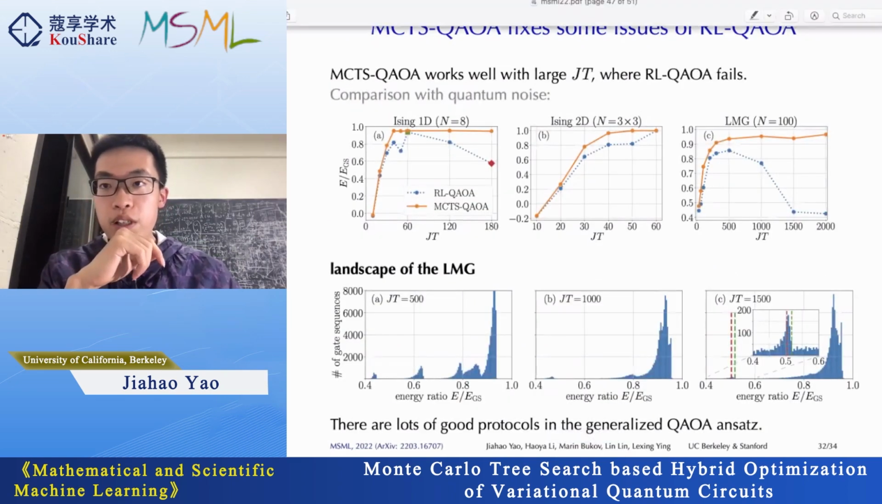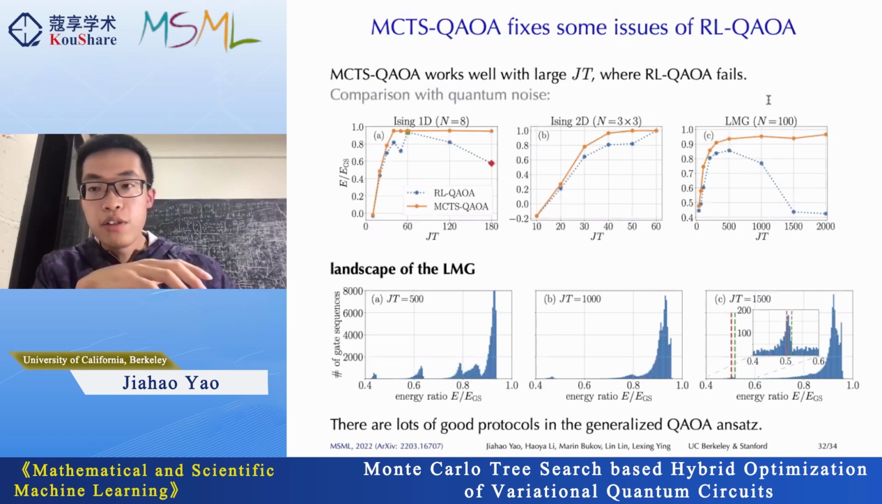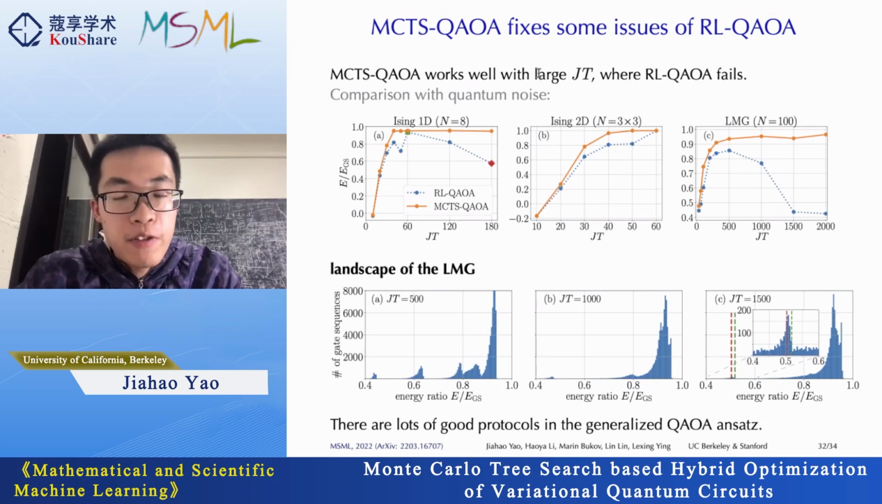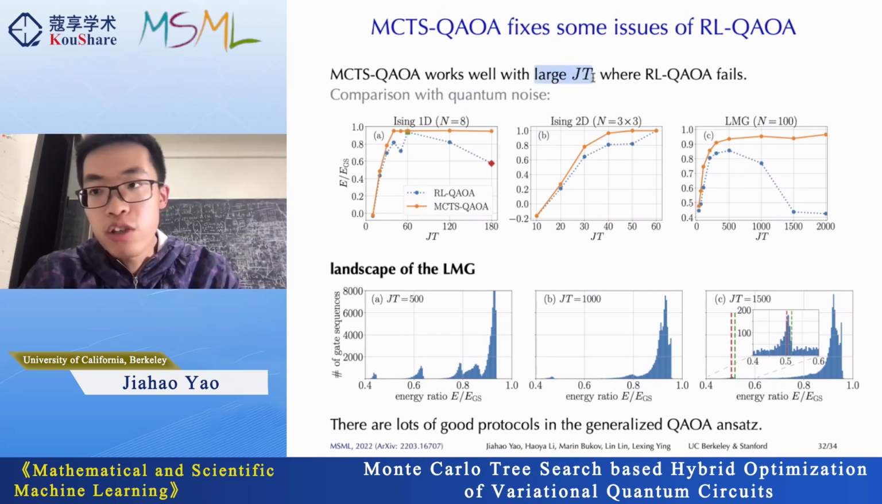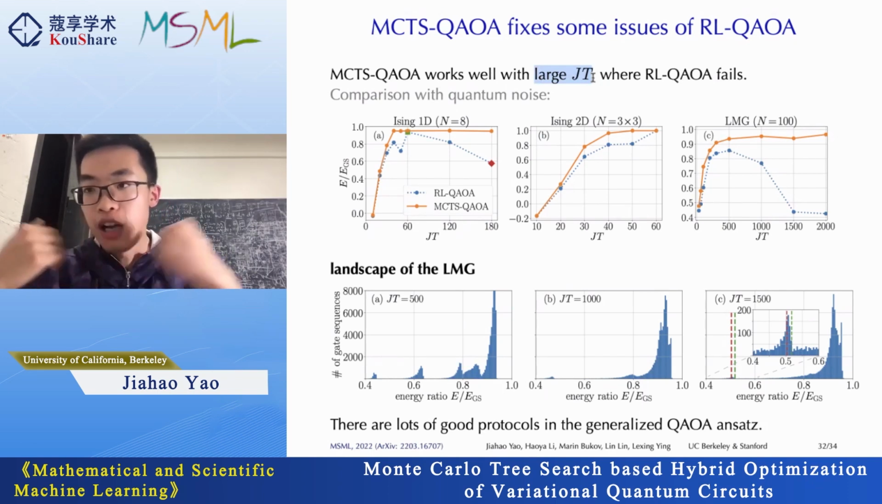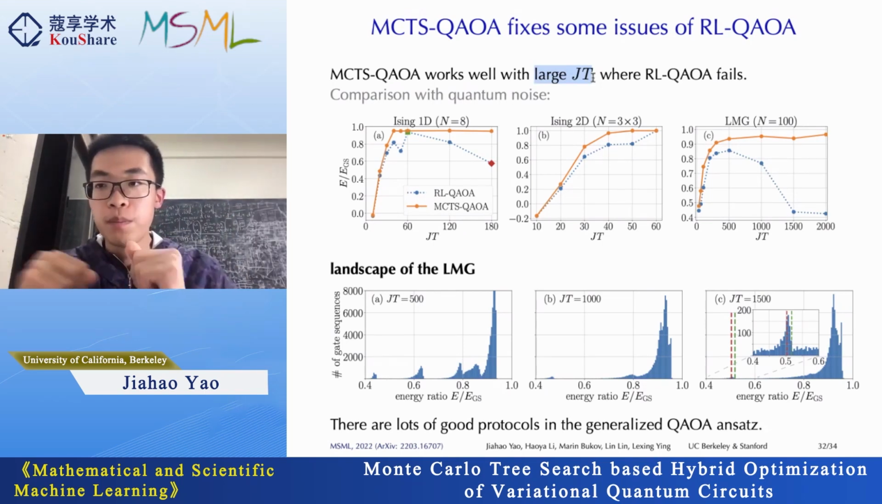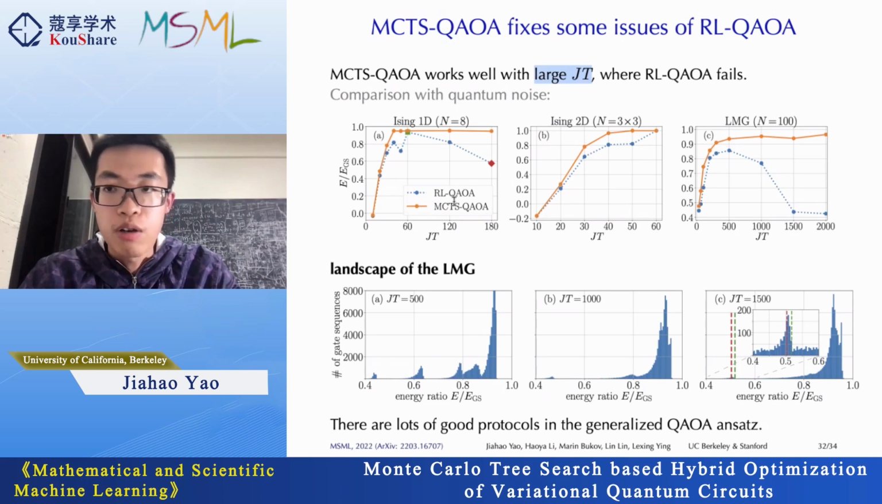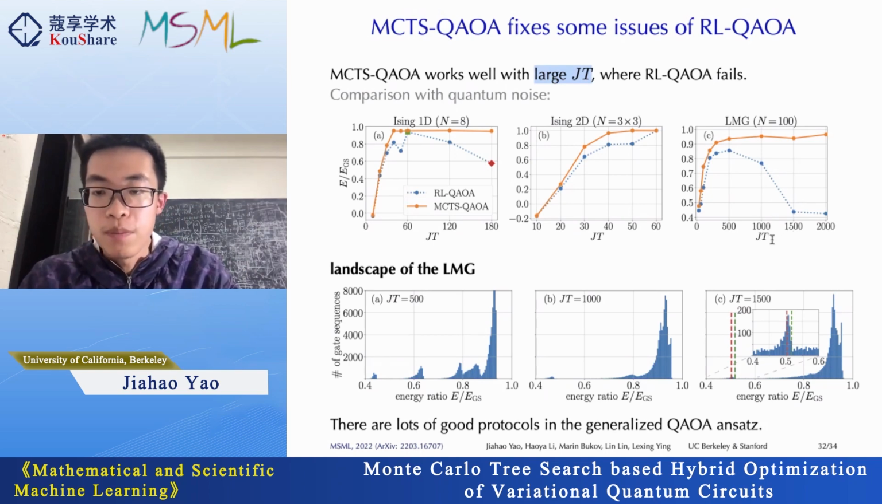So in terms of performance, we can see that Monte Carlo tree search QAOA is actually fixing some issues of the IO QAOA, especially for the large T regime. This means the problem is more challenging for the hybrid optimization, because the time is larger and it needs more optimization. We can see the orange line is the Monte Carlo tree search, and the blue line is the IOQAOA, and the performance gets worse, say in the Ising 1D and LMG models, when the time gets larger.